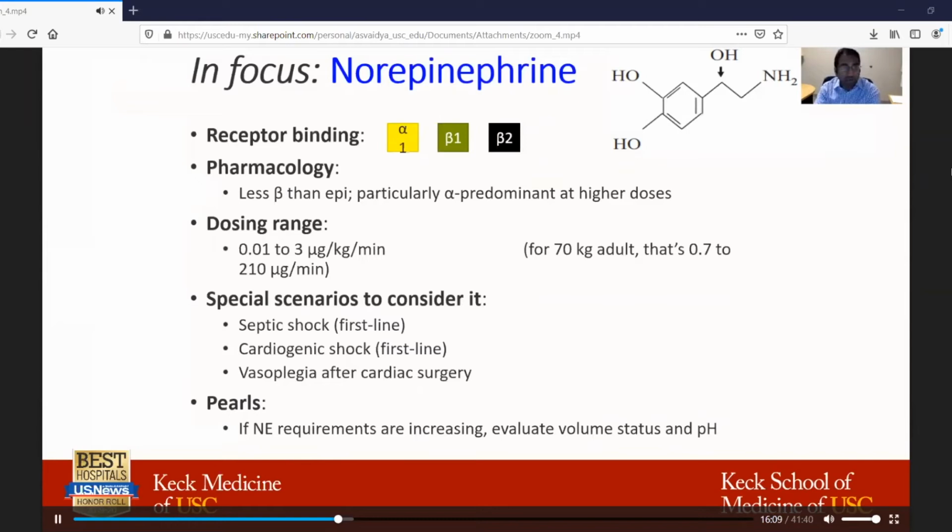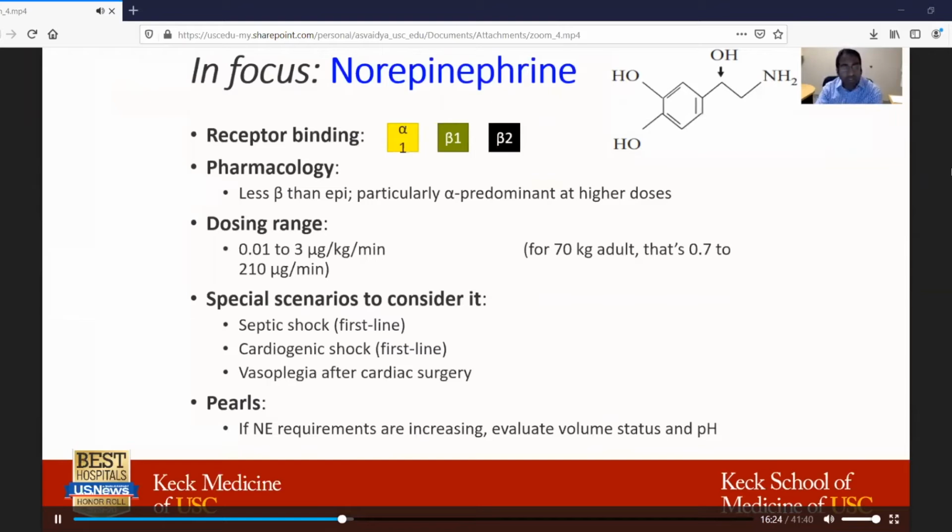And we'll go over the trial note for that, where it's also a first line agent in the setting of cardiogenic shock and hypertension, which was validated in the SOAP II trial, which we'll go over in a moment. Then also vasoplegia after cardiac surgery.